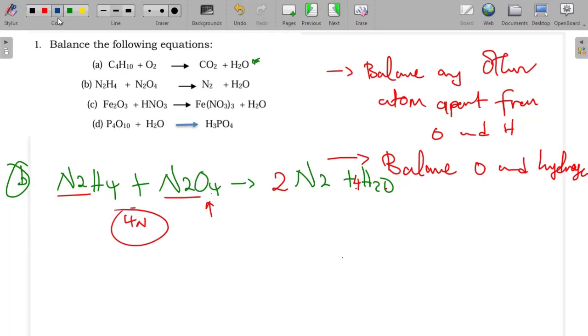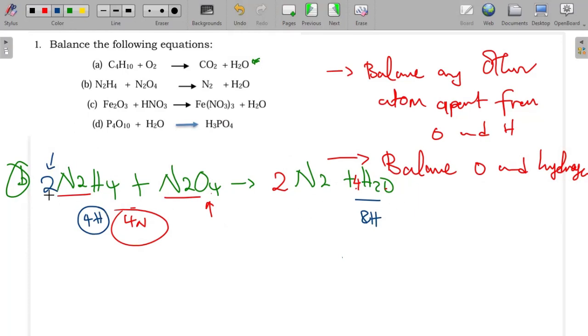So now we can try to see if the hydrogen is balanced. So this here simply means that I have 8 hydrogens, but here I only have 4 hydrogens. So what do I do to the 4 to make it 8? Okay, I multiply it by 2. So I'll put a 2 here. So immediately I put a 2 here, it means everything changes there.